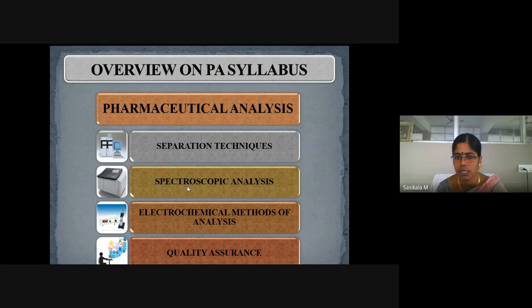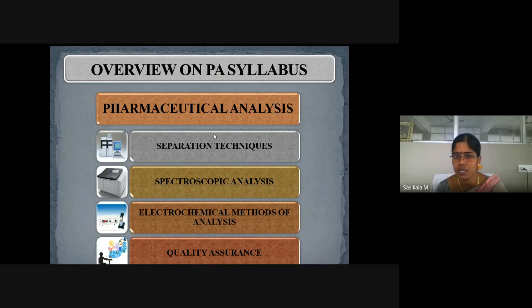One is separation techniques, spectroscopic analysis, then electrochemical methods of analysis by means of electrodes. You should have seen a pH meter. So analysis by electrode-attached instruments. If you analyze your samples this way, then it comes under electrochemical methods using electrodes. Chemicals are analyzed, so what are the different methods we are using, that comes under electrochemical methods of analysis. Then quality assurance. So these three parts will cover QC, quality control methods. The fourth part is quality assurance.